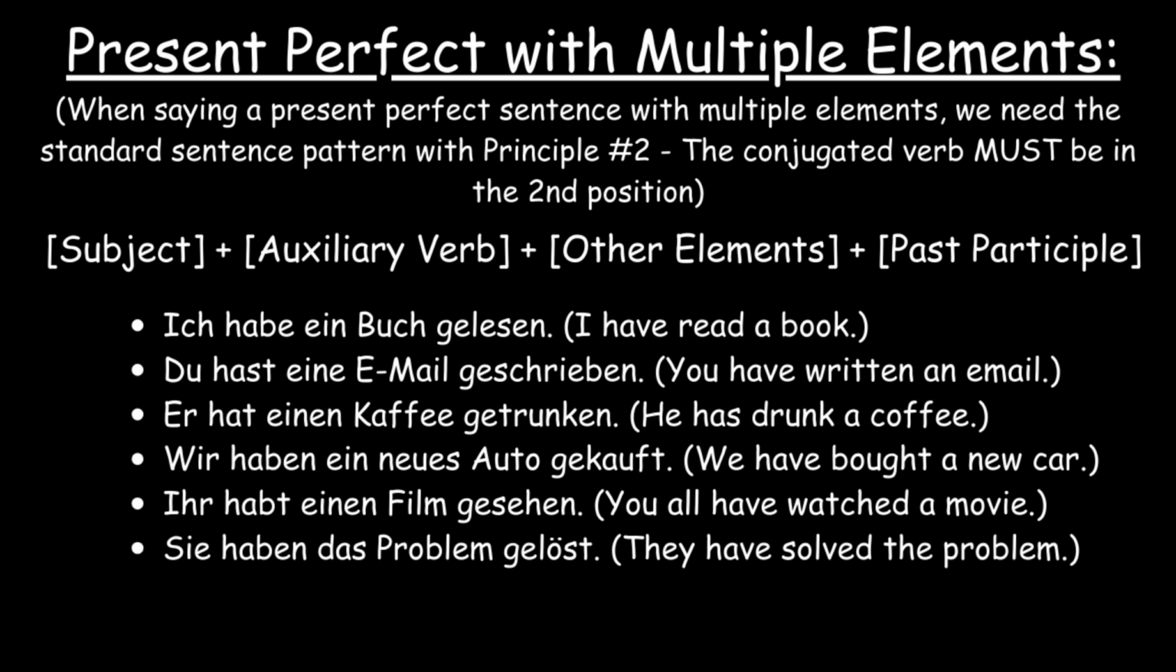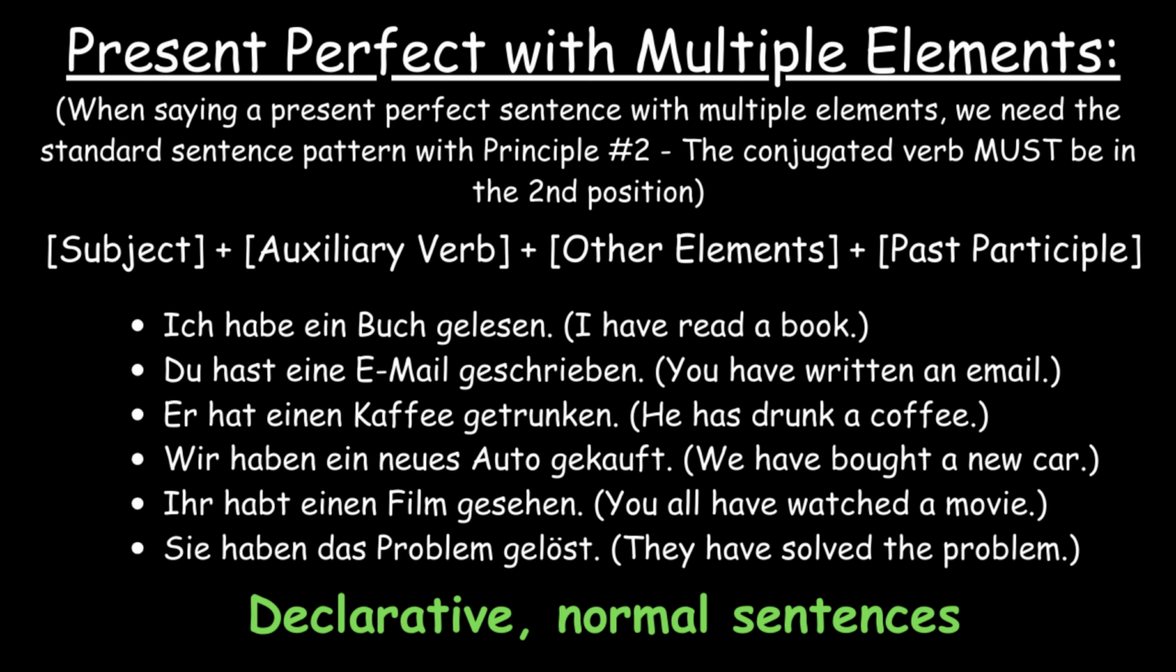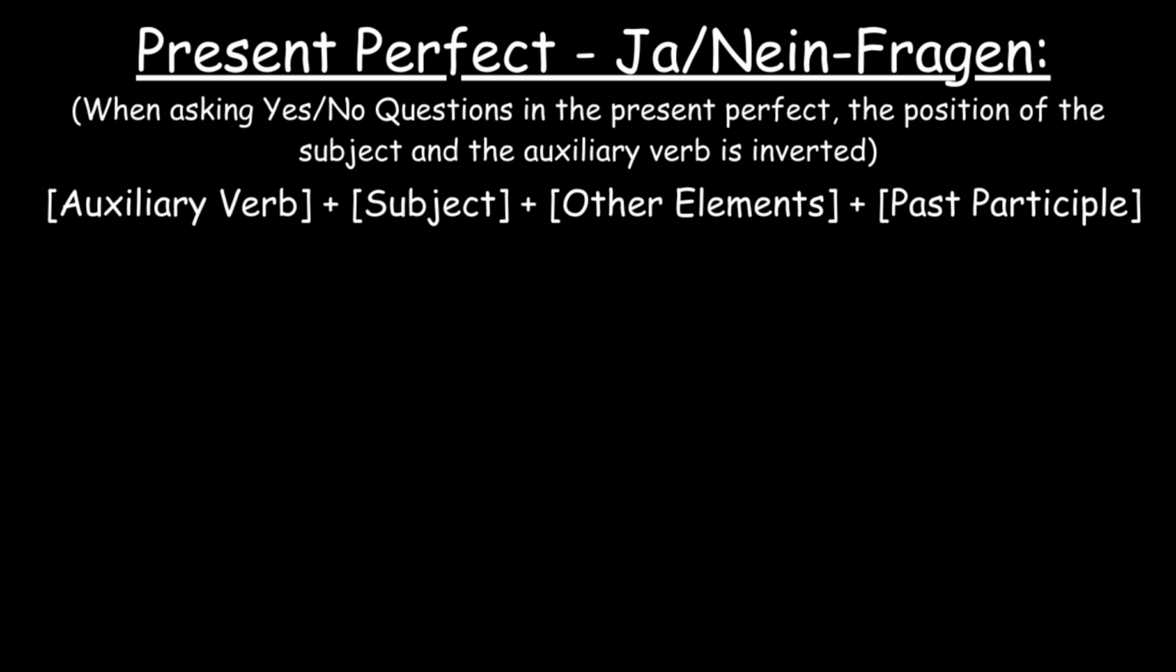That's how the present perfect works in declarative, normal sentences, but we also have to see how it works in questions using the inverted sentence pattern. When asking yes or no questions in the present perfect, the position of the subject and the auxiliary verb is inverted: an auxiliary verb, a subject, other elements, and a past participle.